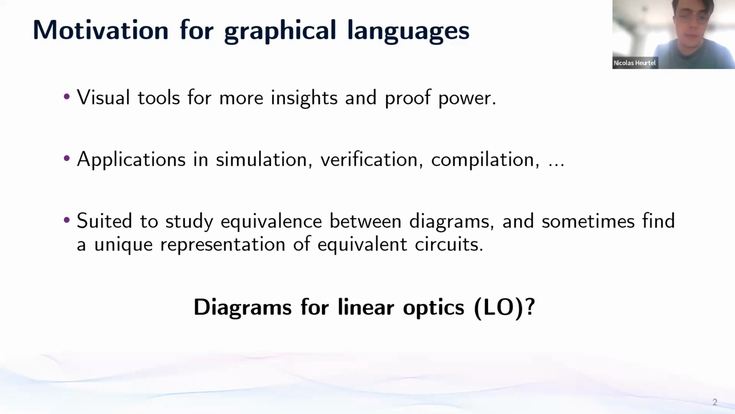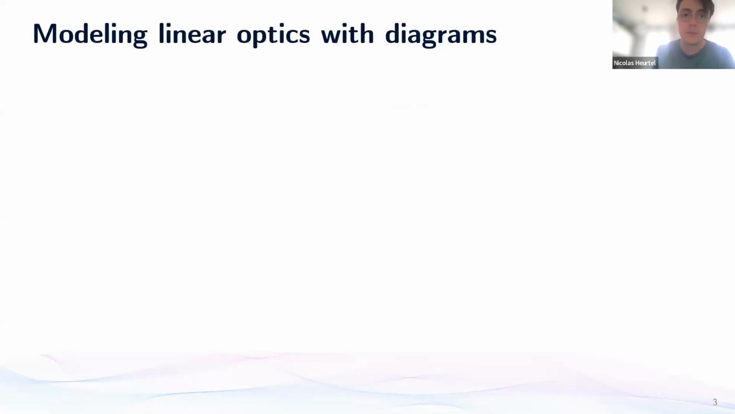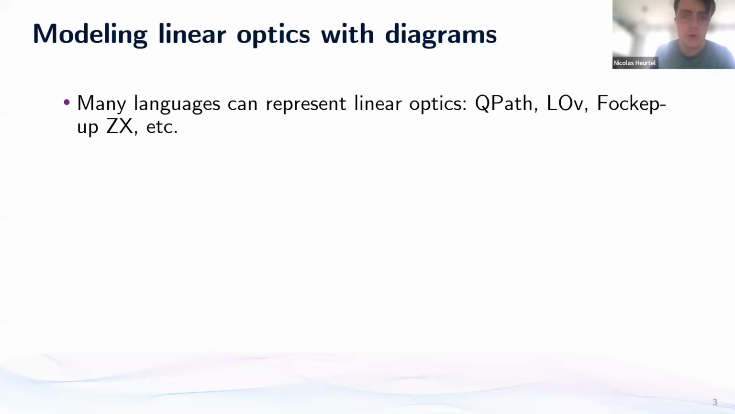So graphical languages, there are many. Are there diagrams for optics? The answer is yes. There are more and more languages that can represent linear optical processes. There was QPath, by Giovanni De Felice and Bob Cook. There was Love, a joint work with Alexandre Clément, Shane Mansfield, Simon Perdrix, and Benoît Valiron. There was a recent paper on Optic ZX, which was continuous variable, so infinite-dimensional. And also other works with Booth, Comfort, and Carette.